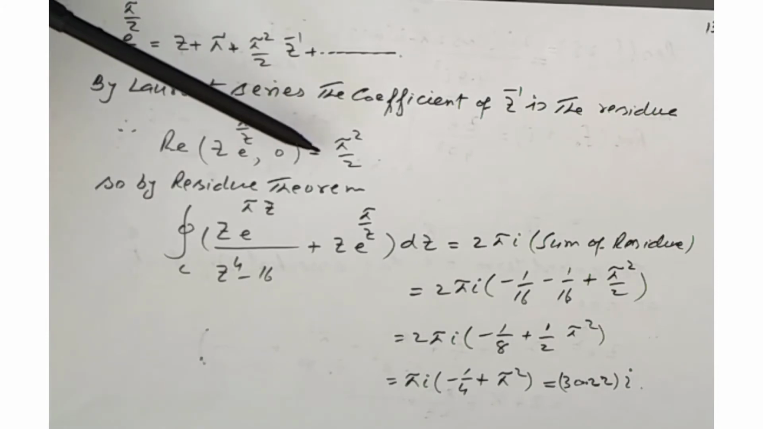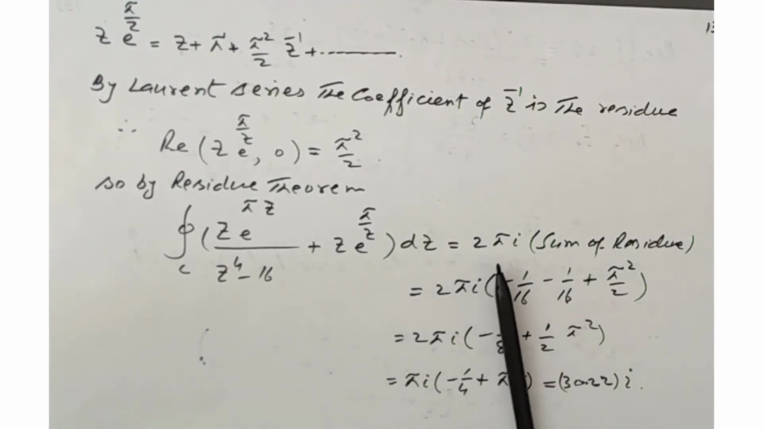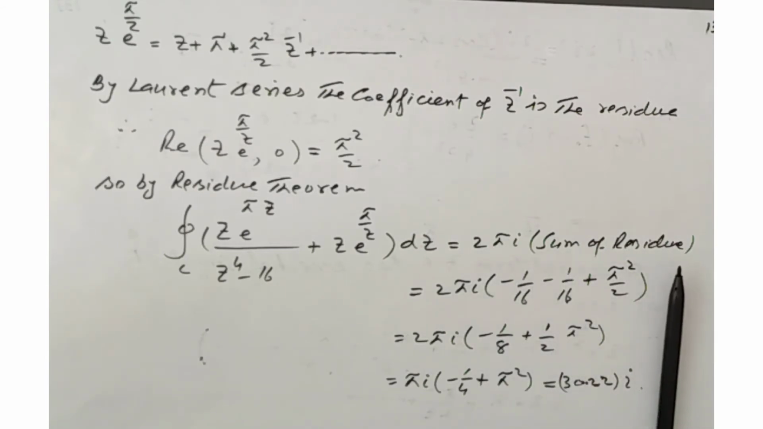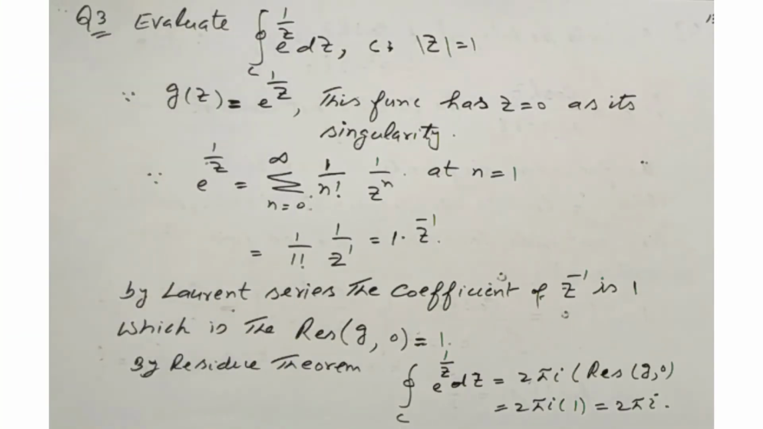So by residue theorem, this term becomes 2 pi iota into the sum of the residues. This was the residue: 2 pi iota times minus 1 by 16 minus 1 by 16 plus pi square by 2. So after simplification, this becomes 30.22 into iota.